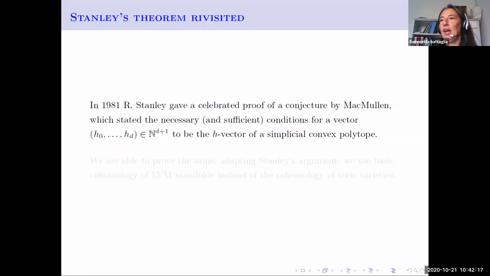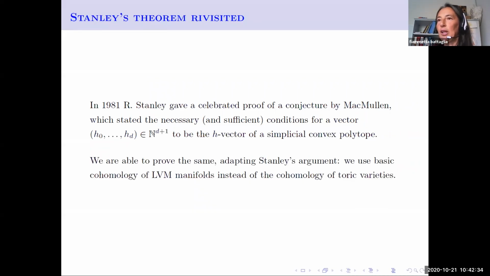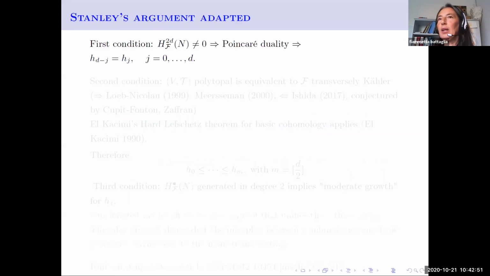And so let's see how we use this information in order to reprove Stanley's theorem. So we can adapt Stanley's argument in our context. We use basic cohomology of LVM manifolds. Remember, we are considering now the polytopal case. So the first consequence is that by Poincare duality on the H vector, we obtain this condition.